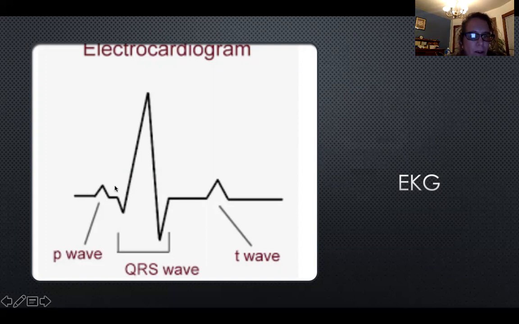So in the P wave, like I said before, that's where the atria start to depolarize. And then when we get to the QRS wave, that is where the ventricles start to depolarize, and that's going to cause them to contract. And then the T wave, that is where the ventricles start to repolarize. So I think that's really all you need to know for that essay.